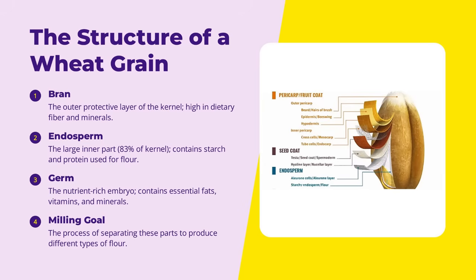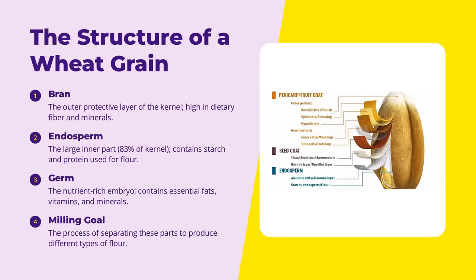The third component is the germ. Germ is the living embryo of the seed. It contains healthy fats, proteins, vitamins, minerals, and enzymes that support germination. Because it contains oil, flour with germ has a shorter storage life.